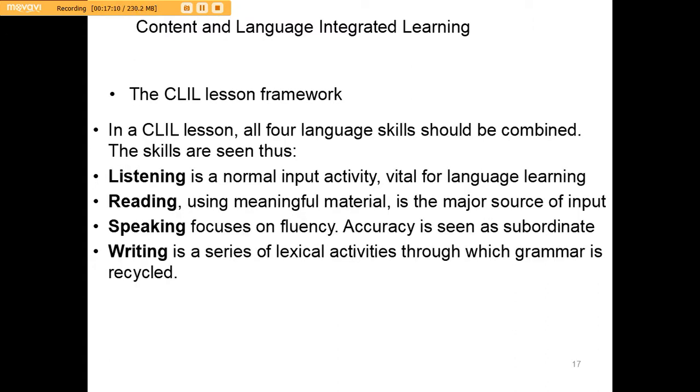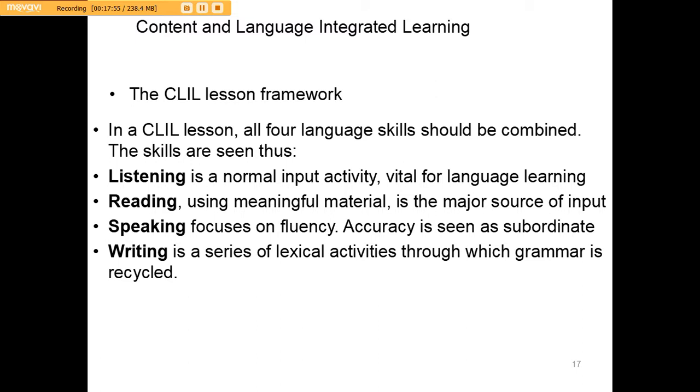In the framework itself, in a CLIL lesson, all 4 language skills should be combined. So we've got listening. It's a normal input activity, vital for language learning. Listening exposes the students to more language. It can also help with pronunciation, and it can help with their speaking because it's sharpening the listening skill. Reading, using meaningful, relevant, interesting material at the correct level for the students, is a major source of input. I can't underline how important reading is. It's fundamental here.